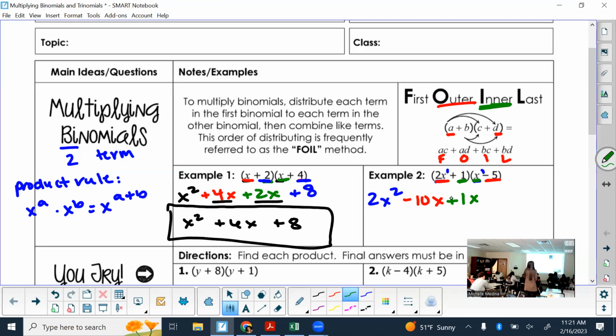Table 3. What are my last numbers in this problem? 1 and -5. So we multiply those together. What's 1 times -5, class? -5. Now, are we done? Is this fully simplified? No, I could combine some like terms. What could I combine?